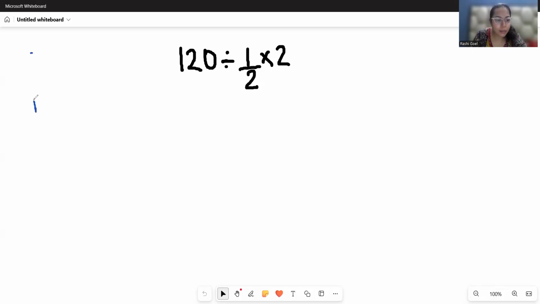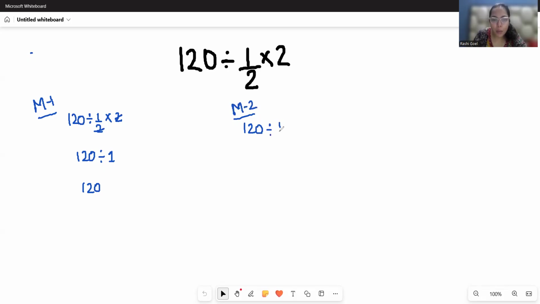So let's start with method 1, that is 120 divided by 1/2 times 2. So what do people do? Cancel out the 2 with 2 and 120 divided by 1 is 120. Now method 2.